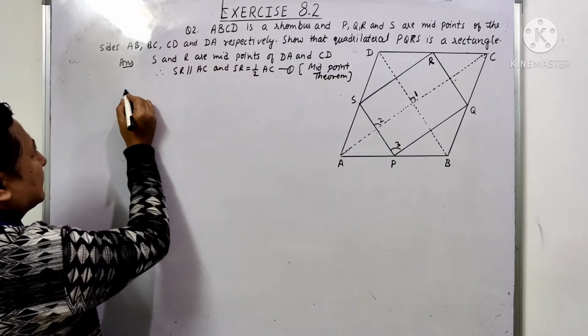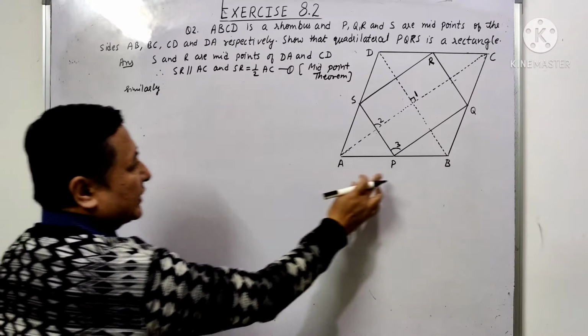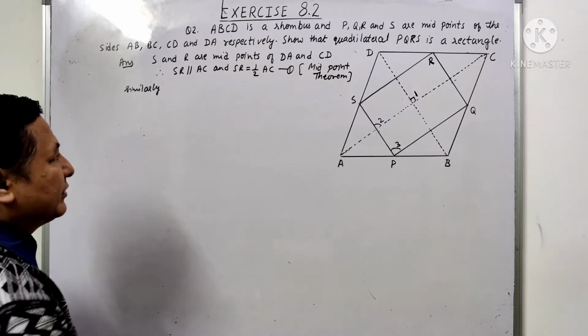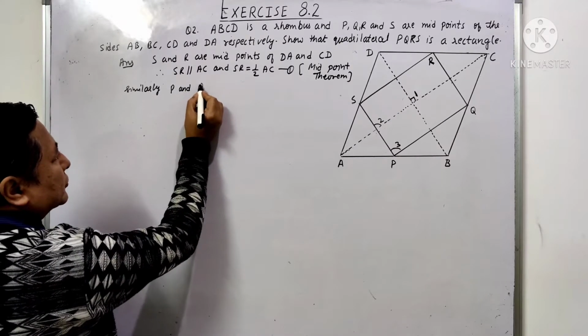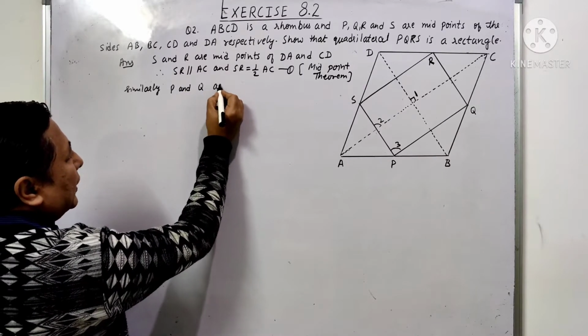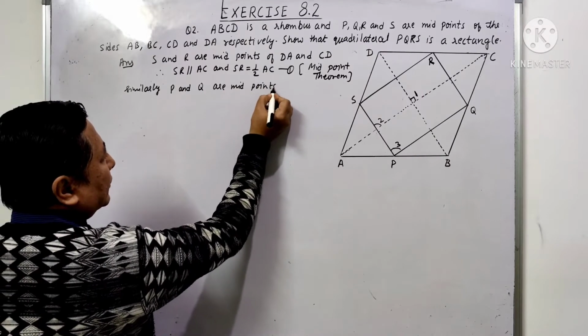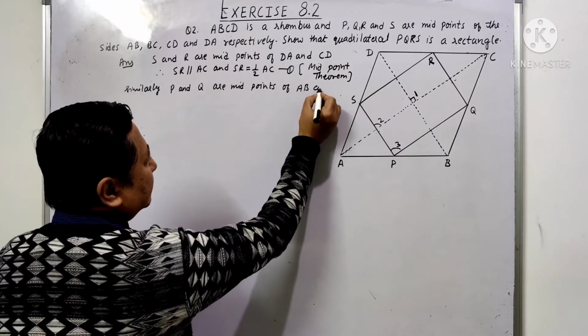Now similarly, P and Q are also midpoints of sides AB and BC.